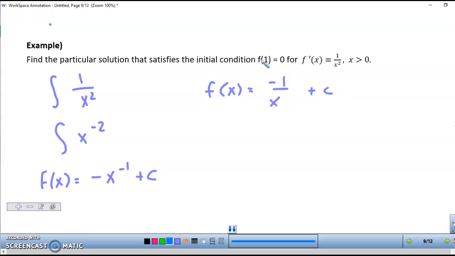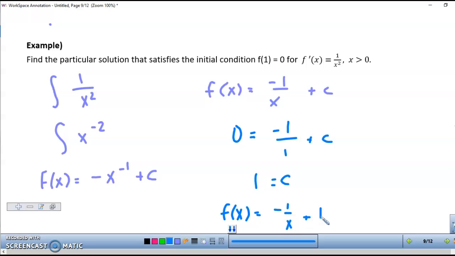Our initial condition tells us that when x is 1, y is 0. So I'm going to write 0 equals negative 1 over 1 plus c. So c is then 1, okay? And our f of x, our particular solution, is negative 1 over x plus 1. So that initial condition tells us exactly what we started with at the beginning rather than just, it could be some constant c. Okay, so it gives us that particular solution that we have.